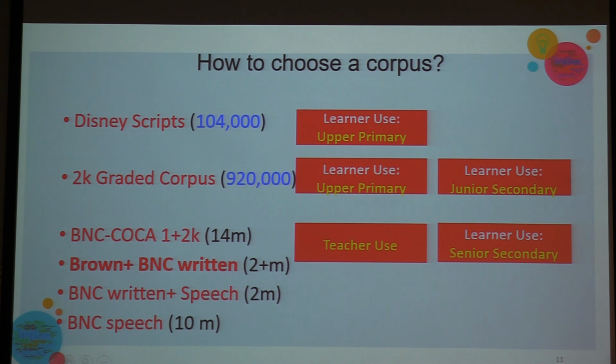And you can also use BNC written speech, but only Brown is also American English. So if you choose the second one, you can have examples from both American and British English. And this one is pure British, and this one is also pure British.